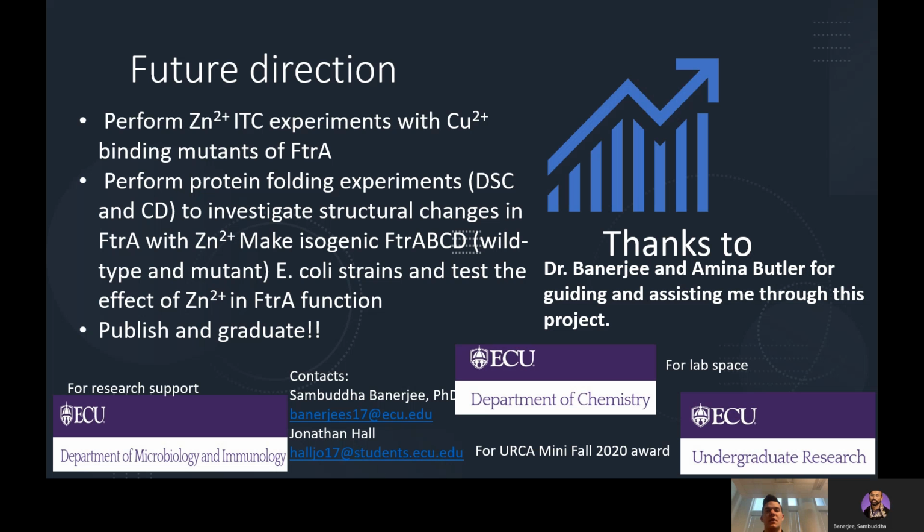So in the future, we're going to be running zinc into copper FtrA to see if it can replace the copper. We're also going to be running zinc into different mutants of FtrA, specifically with the copper binding site, to see if it's binding at the copper binding site or another allosteric site. We're also going to be performing protein folding experiments such as CD and DSC to investigate structural changes in FtrA. And lastly, we're going to make isogenic FtrA-BCD. So we're going to take FtrA-BCD from Brucella, put it into E. coli, and test the effects of zinc in that. And then publish my work and hopefully graduate.